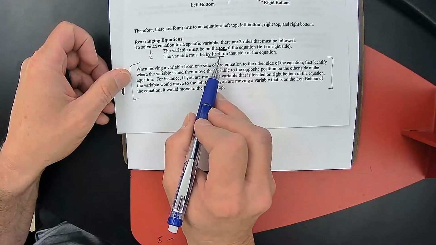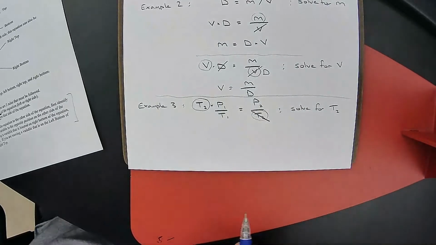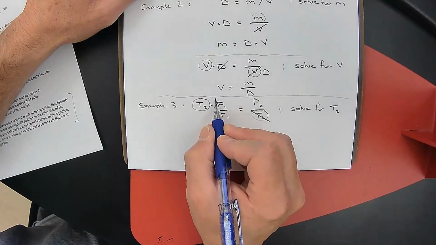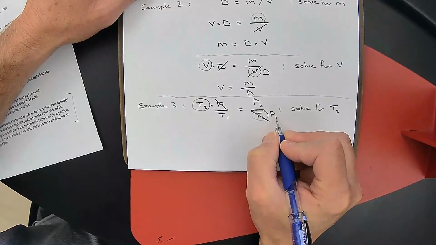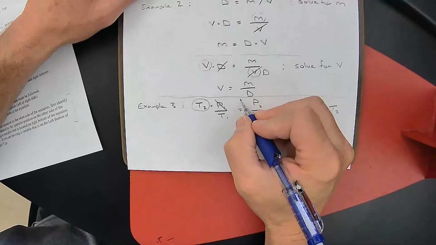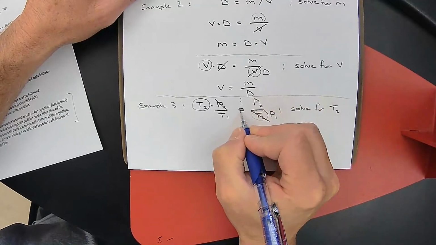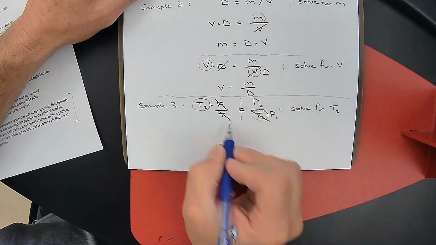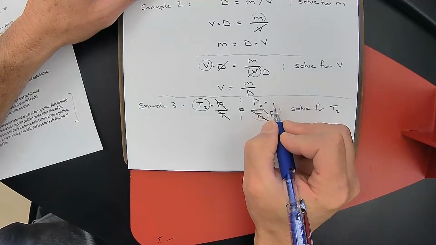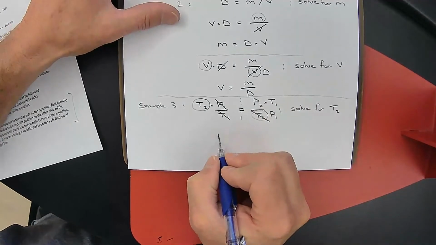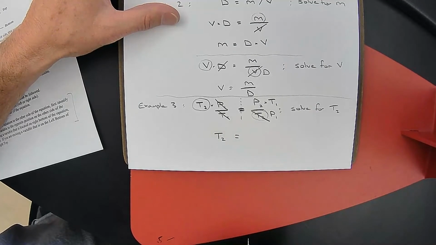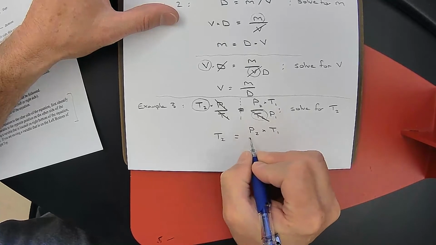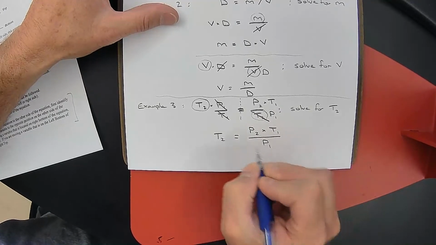But secondly, the variable must also be by itself. So it's not by itself. It's got P1 and T1 over. So if it's on the top left, it moves to the bottom right, cross multiplying. Our invisible line, now visible, is there, separating the left side and the right side. If it's on the bottom left, it moves to the top right. So now my T2 all by itself is equal to P2 times T1 over P1.